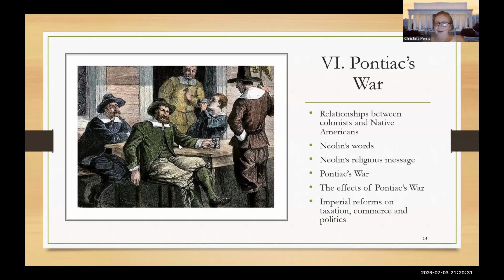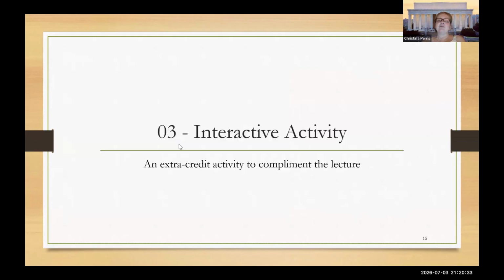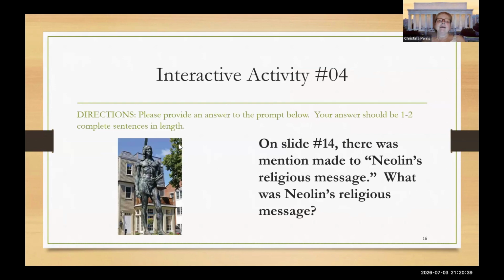So we now come to the interactive activity for this lecture. It's on slide 14. There was mention made of Nealon's religious message. What was Nealon's religious message? If you have to go back and listen to it, or look it up in your text, you're more than welcome to do so. It'll earn you 10 extra credit points. So go ahead and do it and submit it online. And that is it for this lecture, and I will see you in the next lecture.